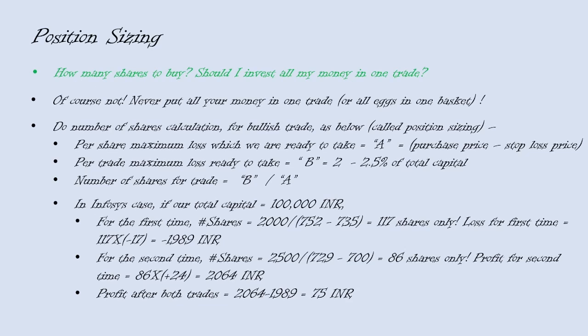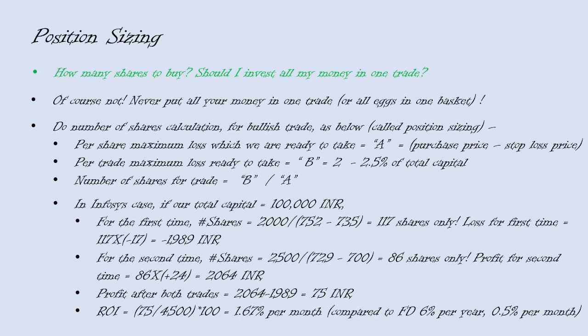Okay, now after both of these trades, the effective profit we got was 75 INR, right? Because 2,064 profit and 1,989 rupees loss, so effectively our profit was only 75 INR. Let us say that this trade we took in a month, okay? And such trades, we will take one trade per month. Let's say there's a trader who takes such trades once in a month, okay?